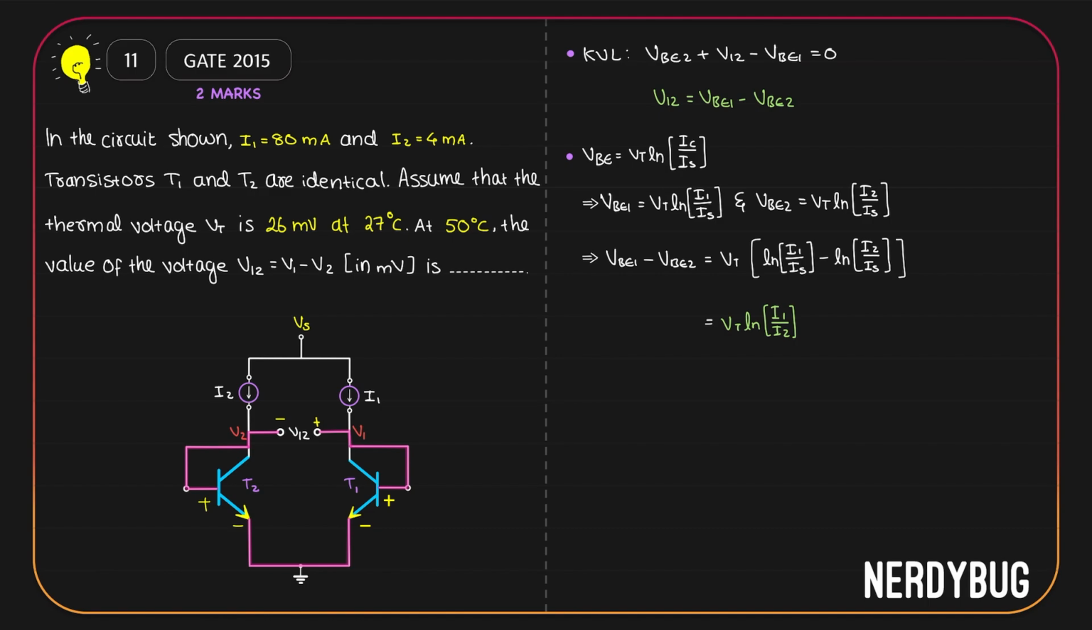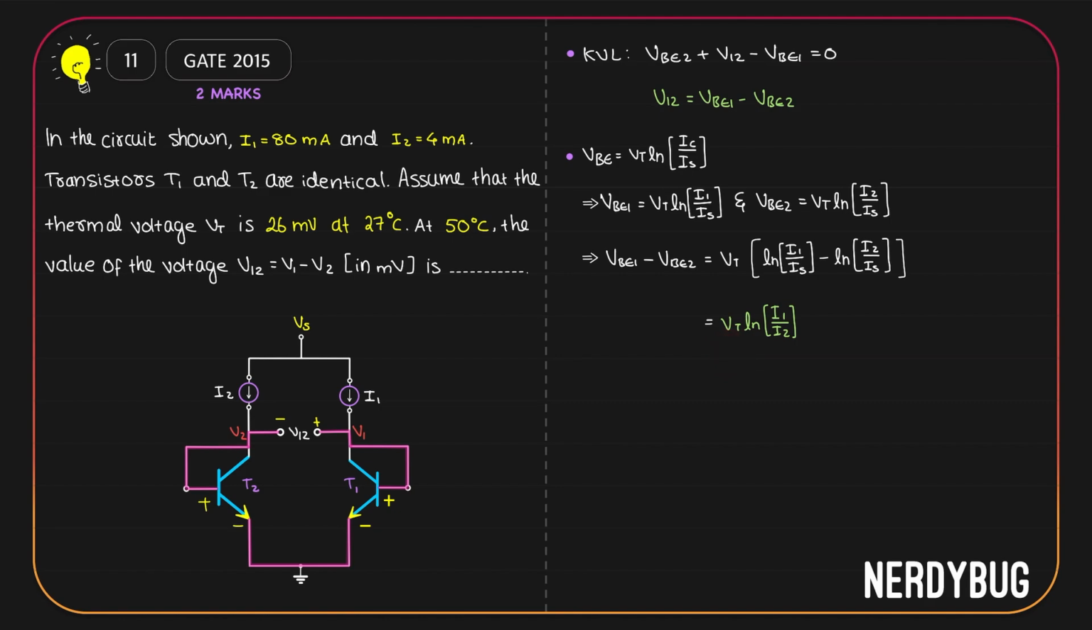But there is one problem. What will we take as the value of VT? It is given in the question VT is 26 millivolt at 27 degrees Celsius. But the question is to find the voltage V12 at 50 degrees Celsius. So we have to find out the value of thermal voltage at 50 degrees Celsius.